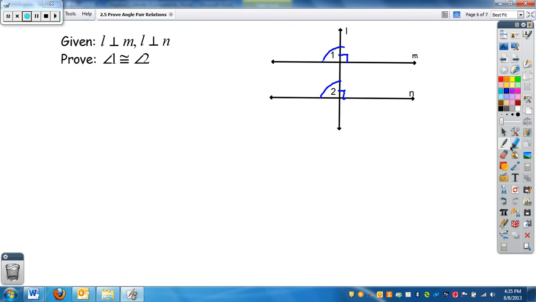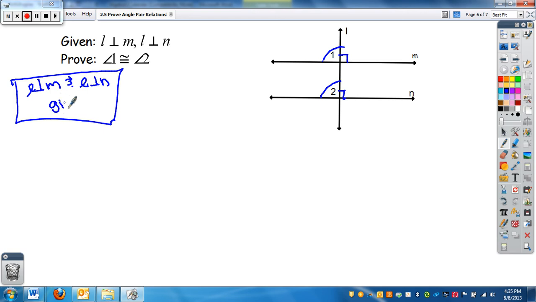Alright, we're going to do a full proof because I haven't done one of those yet for you guys in a video. So I'm going to say L is perpendicular to M and L is perpendicular to N, and that is given. Well, so what? If I have perpendicular lines, what did I mark it with? I marked it with right angles. So I then know, since angle 1 is at L and M and angle 2 is at L and N, angle 1 and angle 2 are right angles.